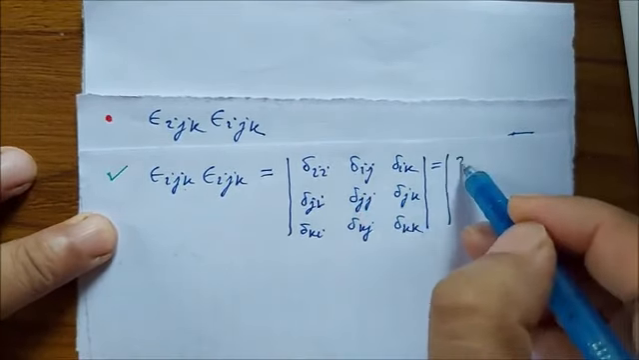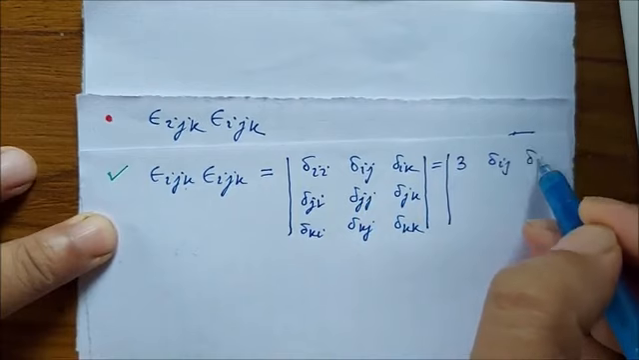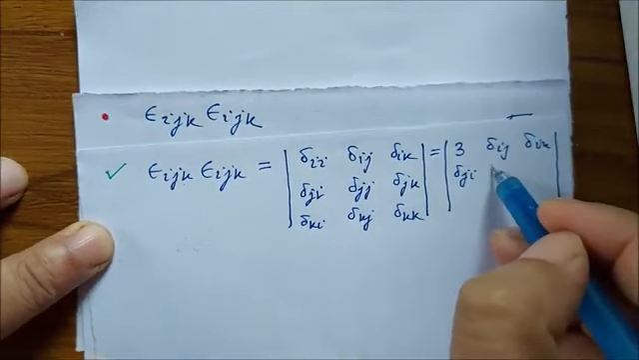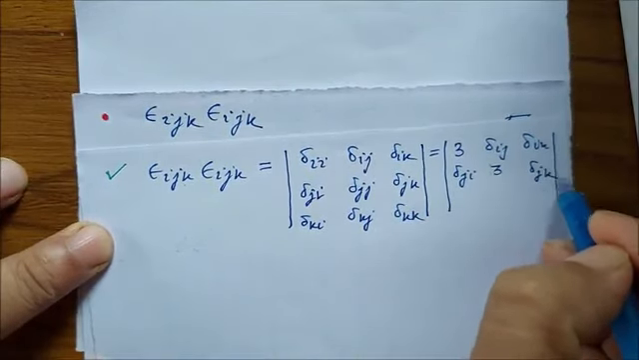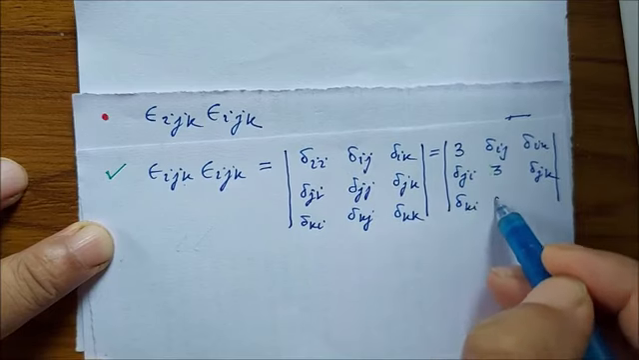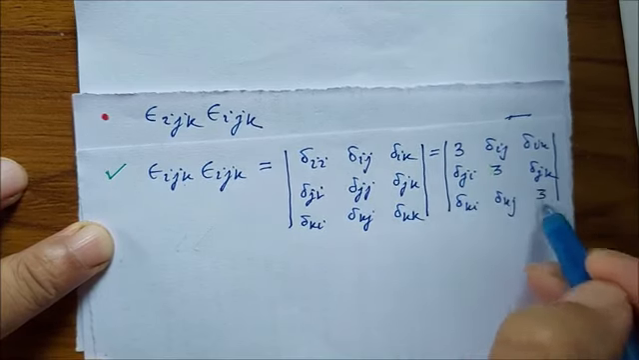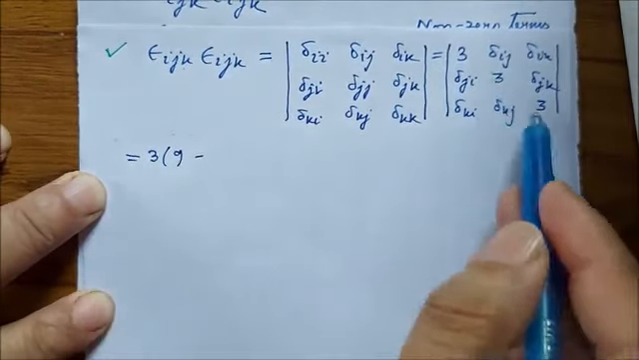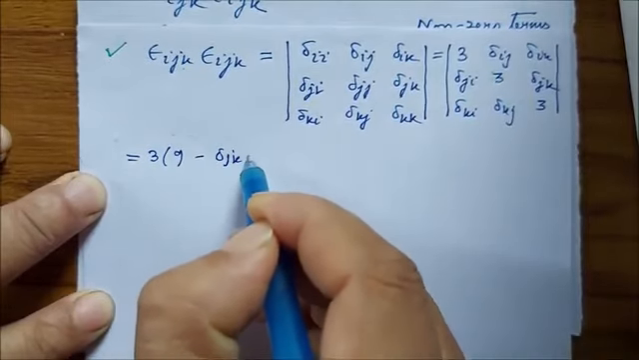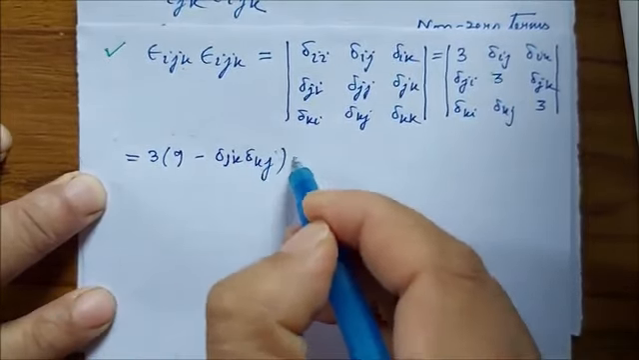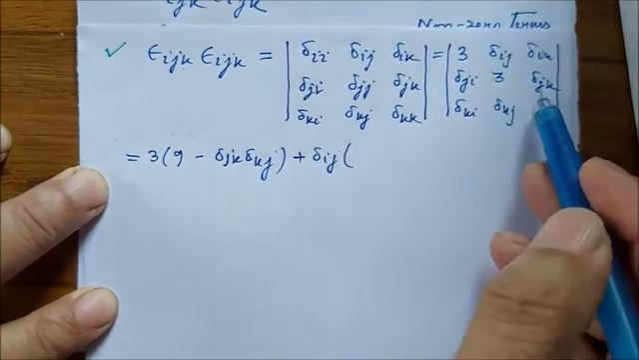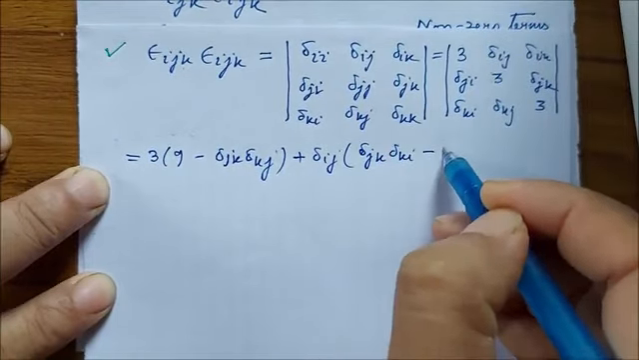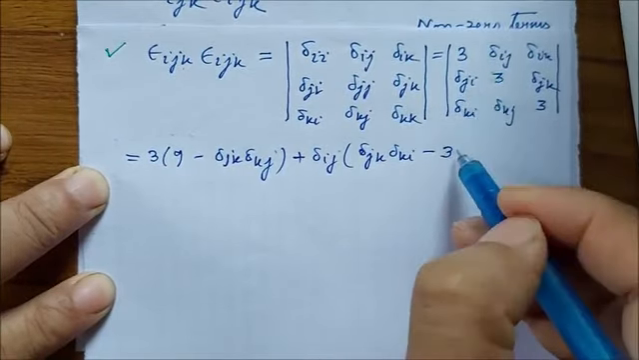And delta ii is 3, then delta jj is 3, and delta kk is 3 again. Let us open up the determinant to get 3 into 3 is 9, and then it will be cross product of these two terms, delta jk, delta ki minus 3 delta ji.